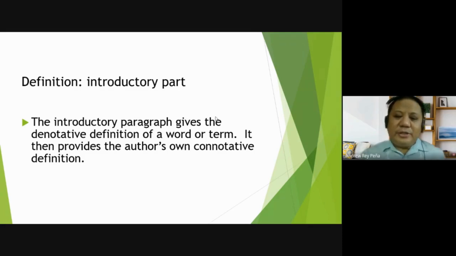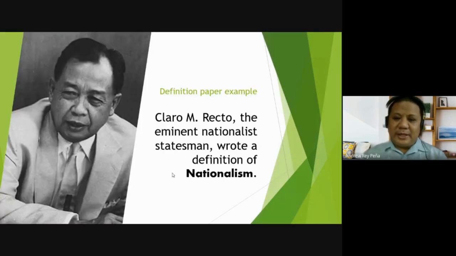The introductory paragraph of a definition paper gives the denotative definition of a word or term. You give first the denotative definition. It then provides the author's own connotative definition. Okay? We have a definition paper example.